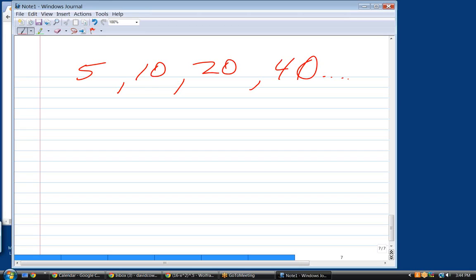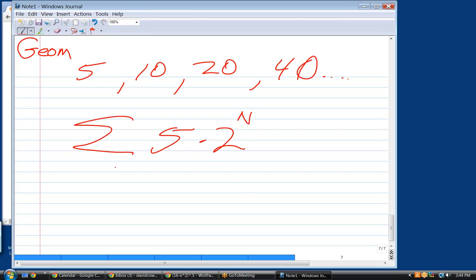Okay, what kind of series is this? It's arithmetic. Or no, geometric. Each term is separated by a common multiple, not a common difference. In other words, I'm multiplying everything by 2. So let's see if we can come up with a number here. How about 5 times 2 to the n power, where n goes from 0 to infinity. Does that work? Yeah, it does, doesn't it?